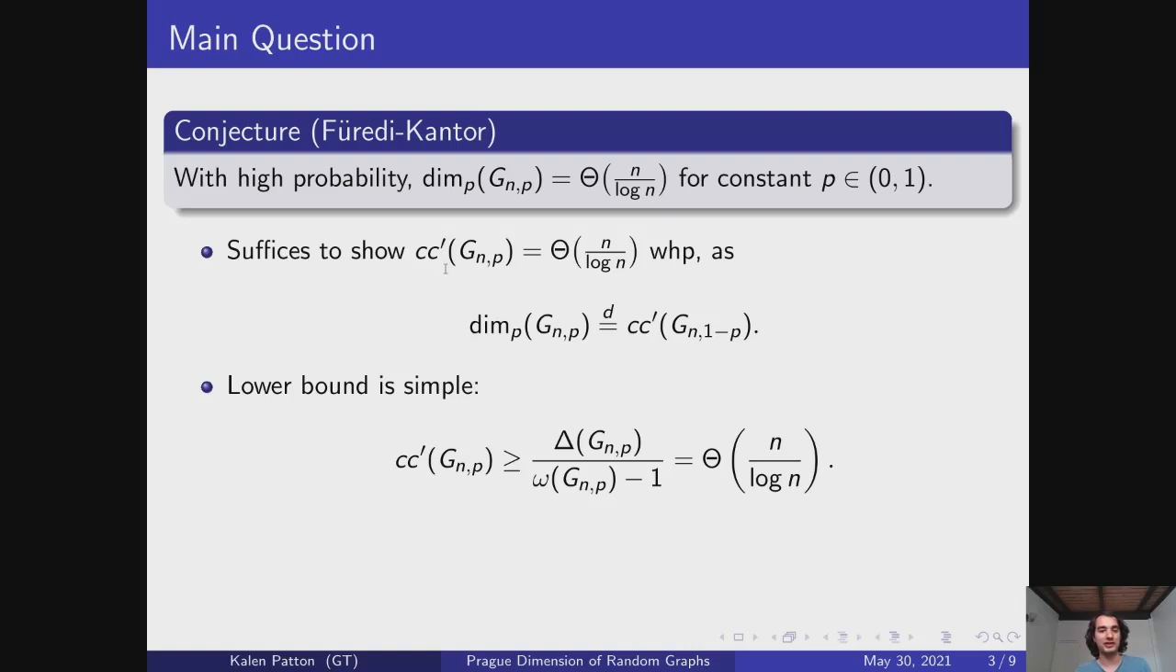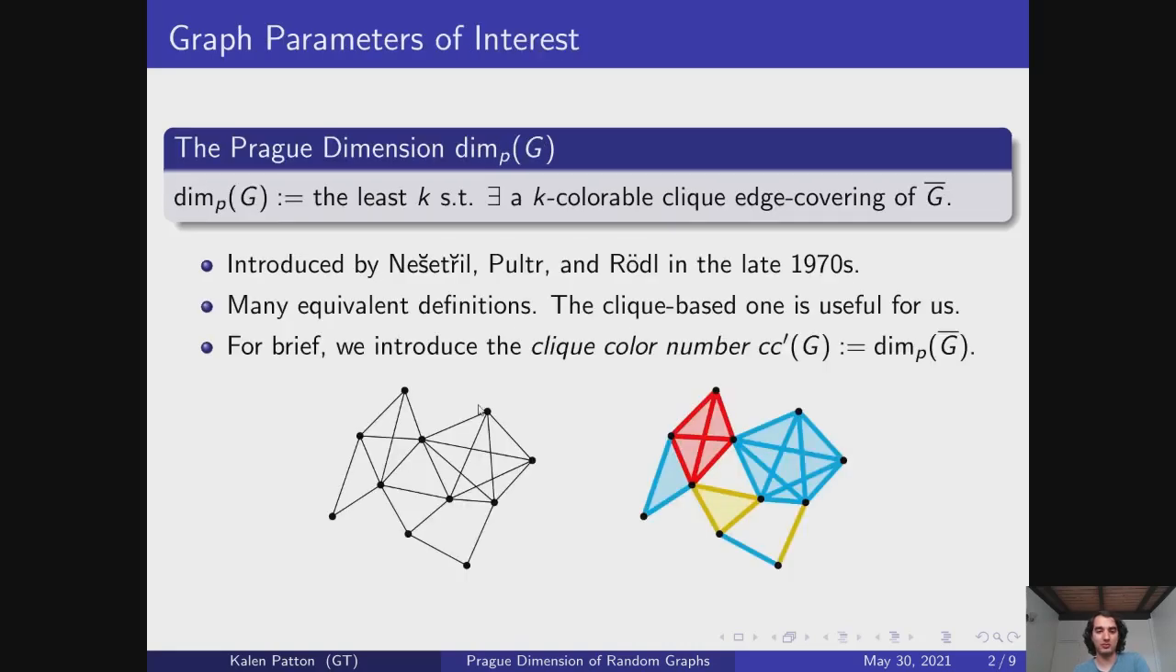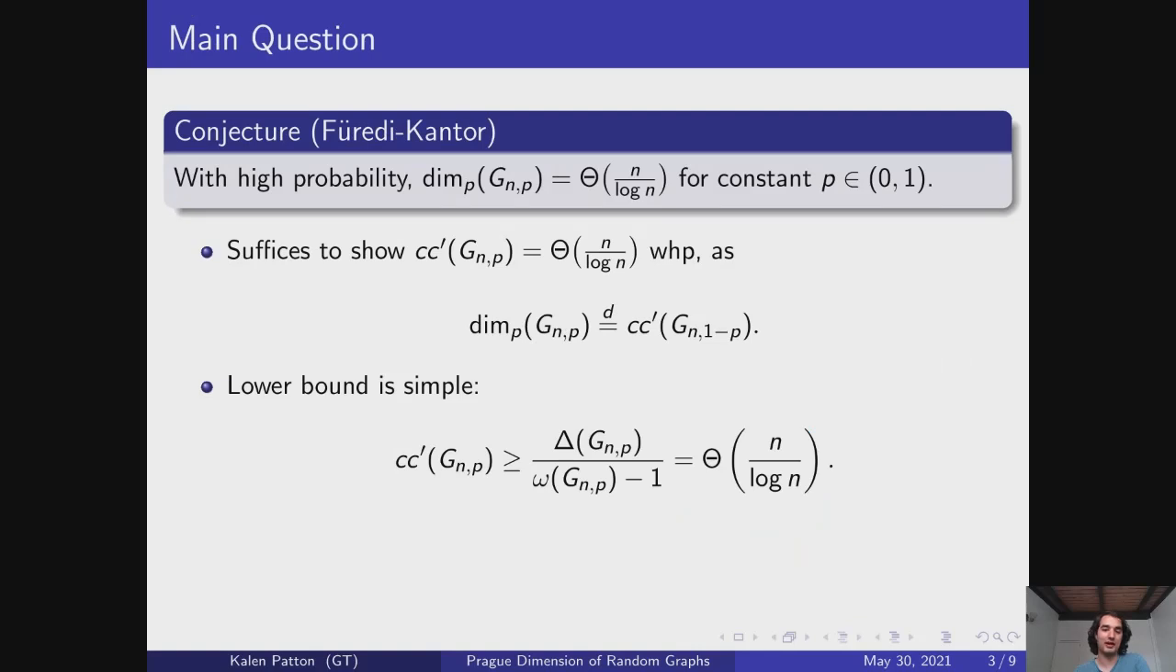Okay, so looking now at the clique color number, the first thing we can look at is devising a lower bound. And the lower bound, it turns out, is actually fairly simple. We can use pretty much the same strategy that we used for looking at a lower bound on this graph here. The idea is that we're going to look at how many cliques must be present at a particular vertex. In particular, we can look at the vertex of maximum degree. The vertex of maximum degree in G(n,p) is going to have delta of G(n,p) edges incident to it.